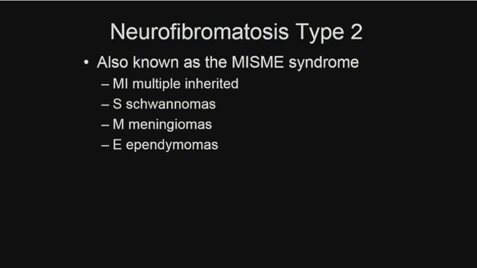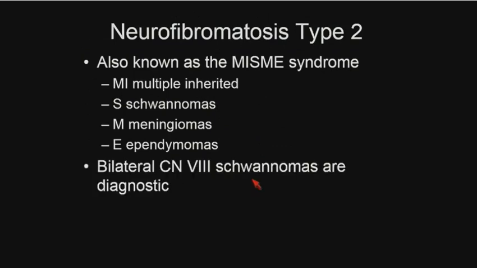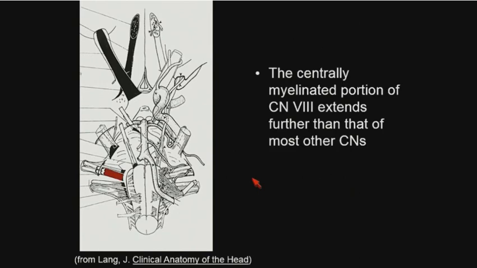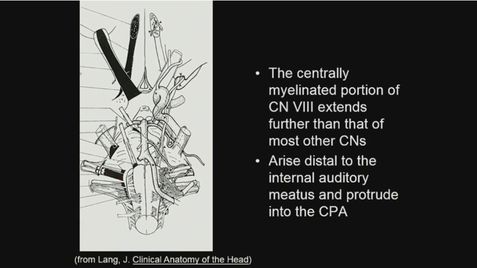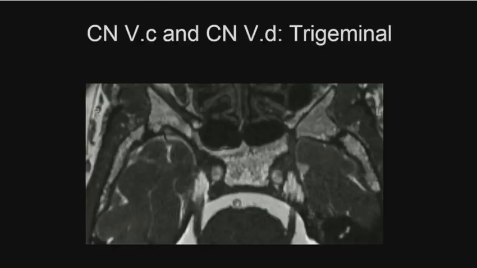Neurofibromatosis type 2, as you know, is also known as the MISME syndrome for multiple inherited schwannomas, meningiomas, and ependymomas, and bilateral eighth nerve schwannomas, as in this case, are diagnostic. So these masses of the eighth nerves, because of the transition zone between the central and peripheral nervous system, cannot occur, vestibular schwannomas cannot occur principally within the cistern. They have to be at or beyond the porus acusticus, because the eighth nerve here atypically has an elongated central nervous system component. Next, we should talk about the dural cave segment.